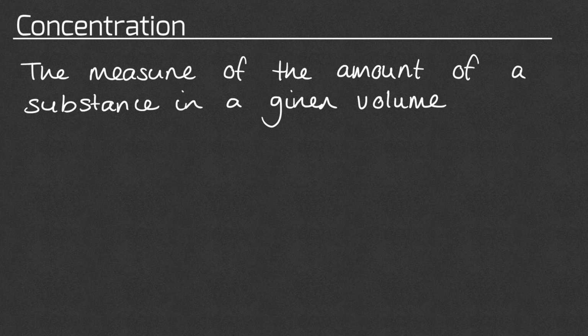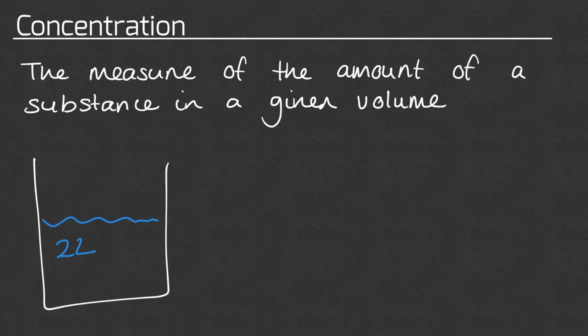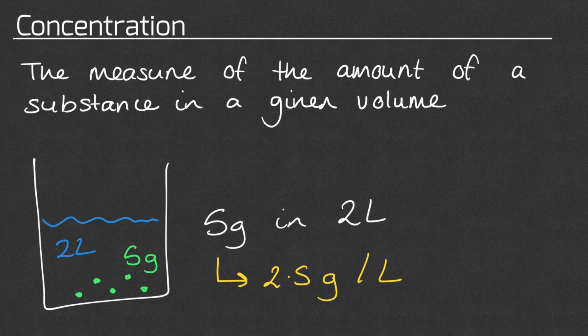When we talk about concentration, we're referring to the measure of the amount of a substance in a given volume. So for example, if you imagine you had a beaker with 2 litres of water in, and you dissolved 5 grams of a solid in that solution, you could say that the concentration is 5 grams in 2 litres, or 2.5 grams per litre. Just like with moles though, we can go into a little bit more detail with this.